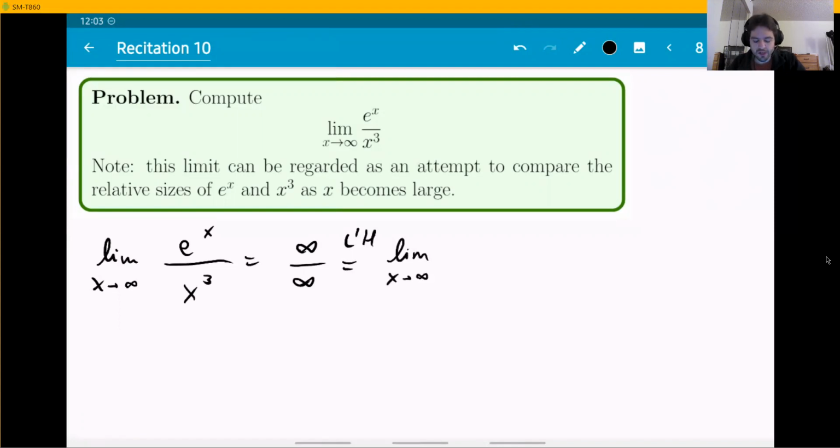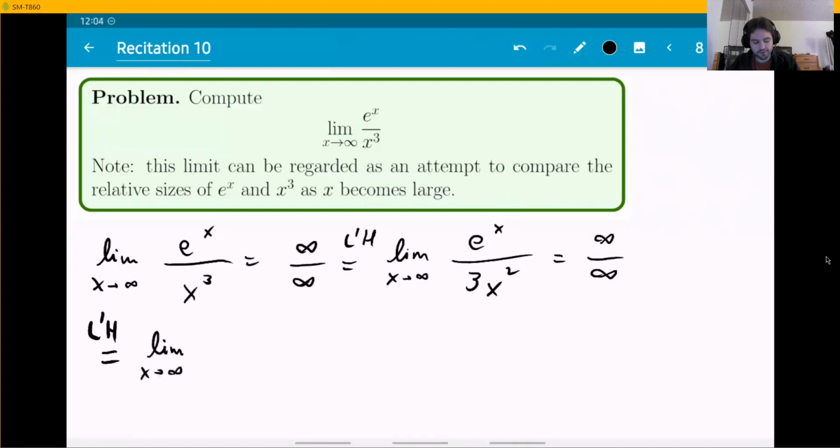Derivatives. Derivative of e to the x is e to the x. Derivative of x cubed is 3x squared. This was helpful because we decreased the degree here. It was 3, now it's 2. The function is a little bit simpler. We just don't immediately see an answer yet. This is still infinity over infinity if you try to think about what's happening. Both e to the x and x squared are going to infinity. So you can do L'Hopital again.